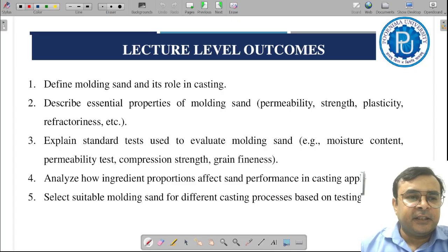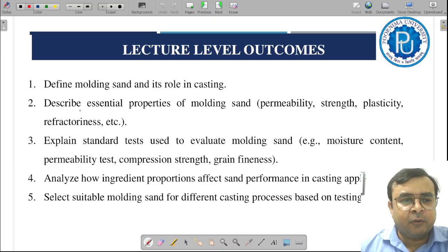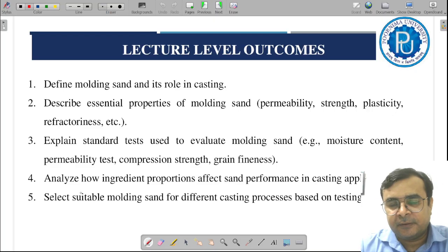So at the end of this lecture, students will be able to understand how to define the different types of sand and their role in casting, and describe essential properties of the molding sand like permeability, strength, plasticity, refractoriness, etc. Students will be able to explain standard tests used for evaluating the sand properties like moisture content, permeability test, compression test, etc. They will also analyze how ingredient properties affect the performance of molding sand, and how to select the suitable molding sand for different casting processes.